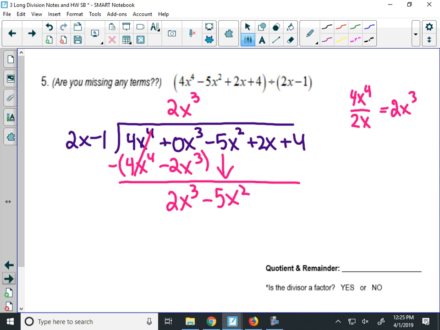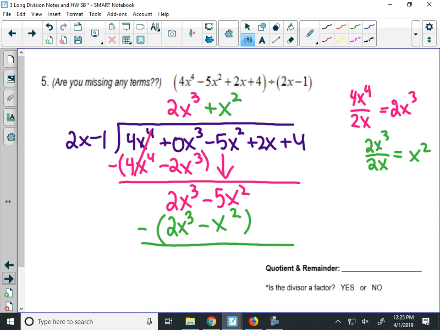Now, if you're feeling confident here, work ahead of me. See if you can get the answer, or you can stick with me. Either way is fine. Take the next term, 2x cubed divided by 2x. What do you get? x squared. So I put an x squared on the top. That gives me 2x cubed minus x squared. And we subtract. The 2x cubes cancel, and negative 5 minus negative 1 is negative 4, so negative 4x squared. And I bring down the next one.